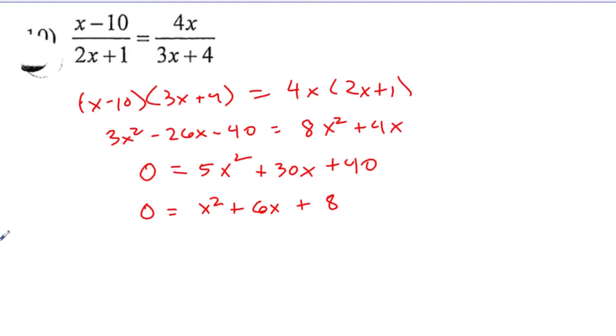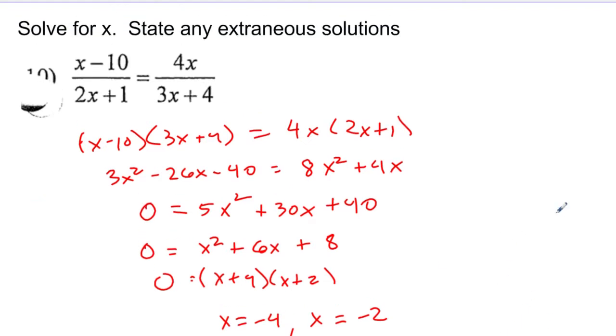And so this actually factors really nicely. I don't even need to use AC factoring. And I can turn this into x plus 4, x plus 2. And it looks like I get two solutions. I get negative 4, and I get negative 2. Both are answers, right? And remember that when we're doing problems involving solving with rational expressions, it's possible that we might have an extraneous solution.